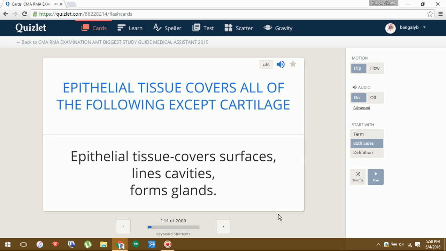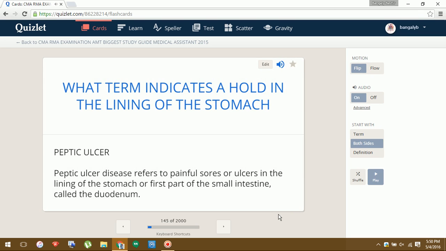Epithelial tissue covers all of the following except cartilage. Epithelial tissue covers surfaces, lines cavities, forms glands. What term indicates a hole in the lining of the stomach? Peptic ulcer. Peptic ulcer disease refers to painful sores or ulcers in the lining of the stomach or first part of the small intestine, called the duodenum.